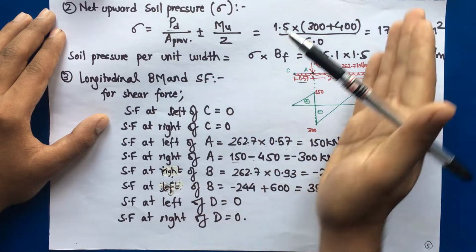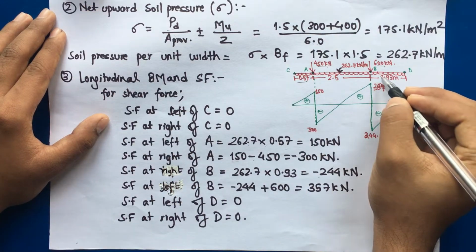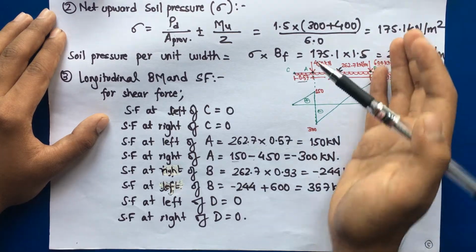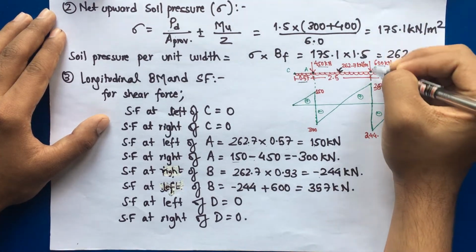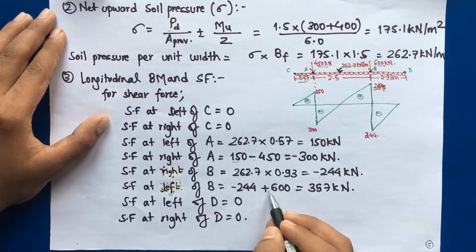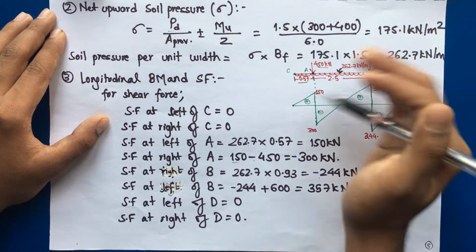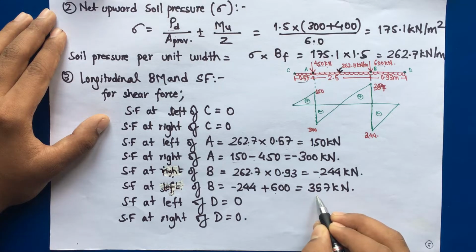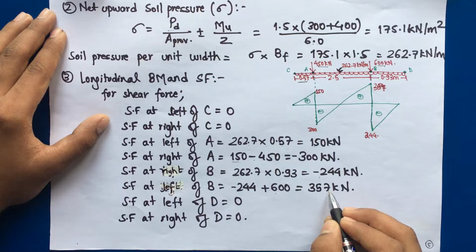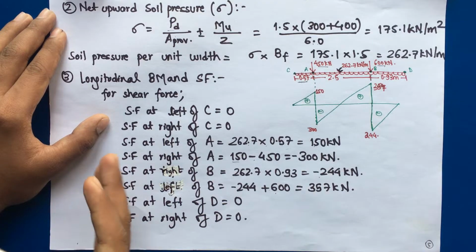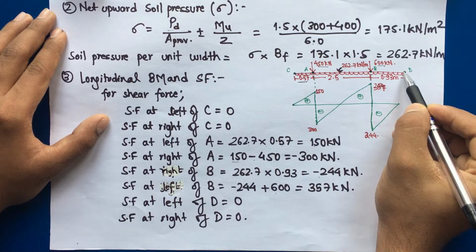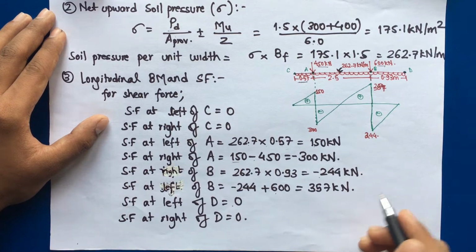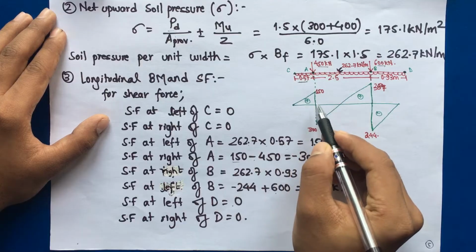Shear force at left of B, minus 244, that is at just right of B, plus load from column B, which is 600, from right to left, downward force positive, so plus 600. This comes as 357 kilonewton. I hope you are getting this point. Similarly, shear force at D, as it doesn't have any support or reaction, will be 0 on both left and right. Now let us draw the shear force diagram.